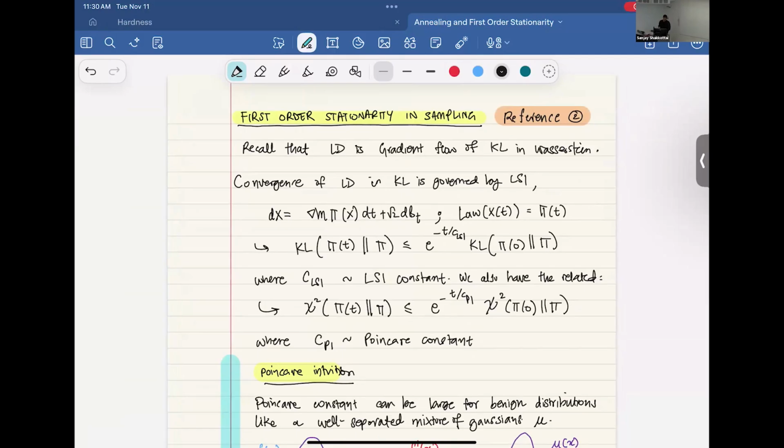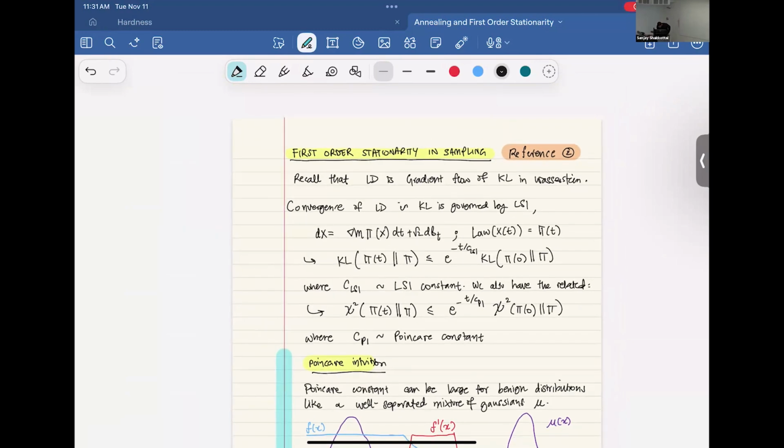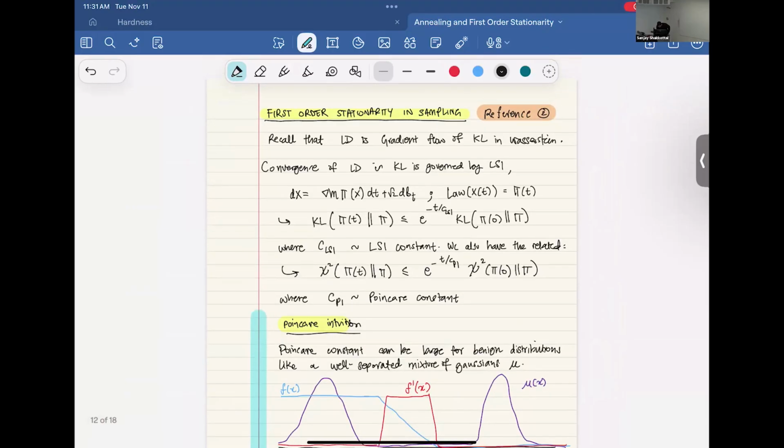The other paper we need to cover talks about first order stationarity in sampling. I'm going to have to do this a little bit quicker because we're already half an hour in. Okay, so we talked about how Langevin dynamics is gradient flow for the KL functional in Wasserstein distance, right? You can basically use that understanding to get this expression for the convergence of KL, so for the convergence of Langevin dynamics in KL.